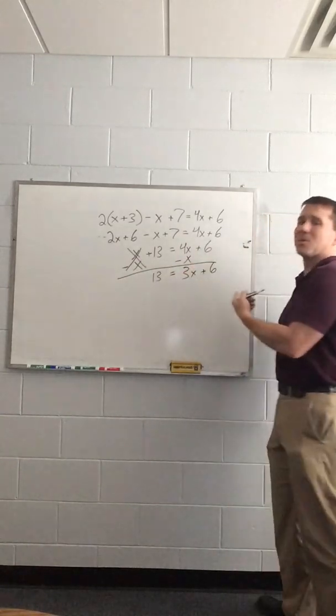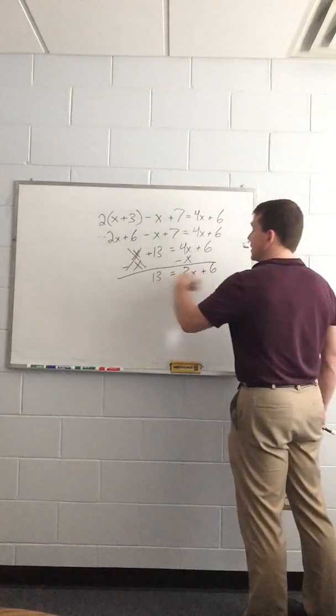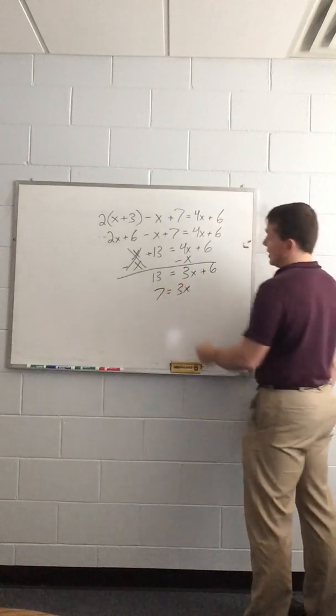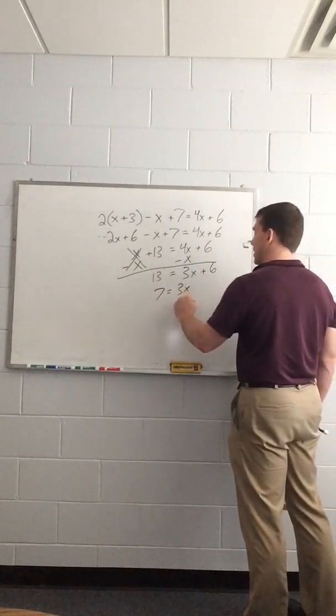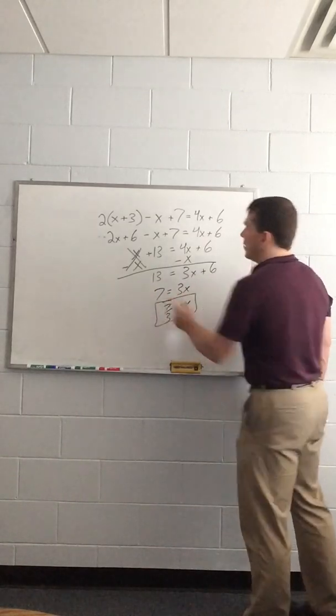And now we're right back where we started the last problem. We just need to isolate x, subtract the 6. 13 minus 6 is 7, equals 3x. And then divide by 3. x equals 7 over 3, and we're done.